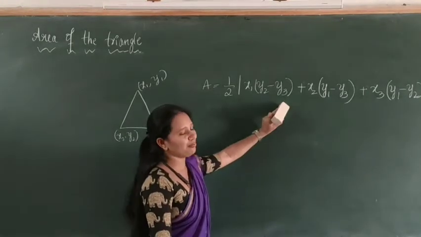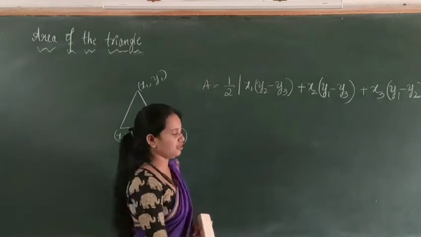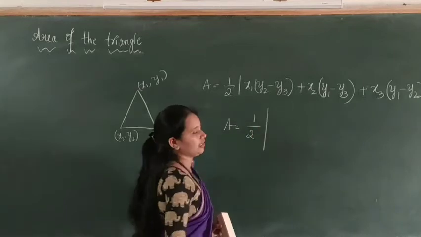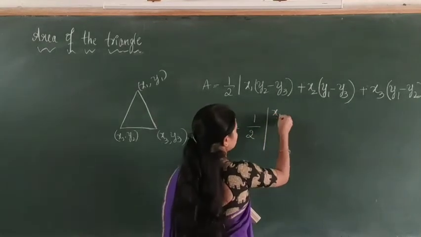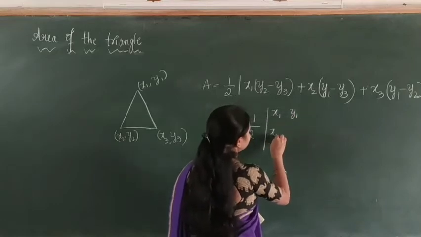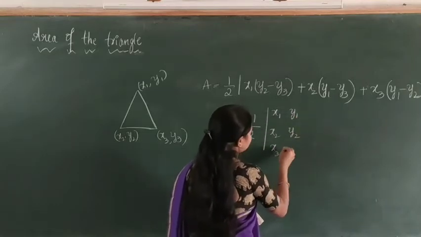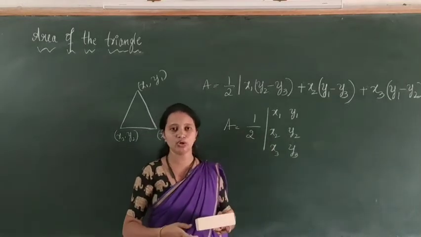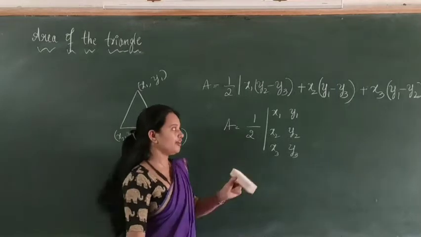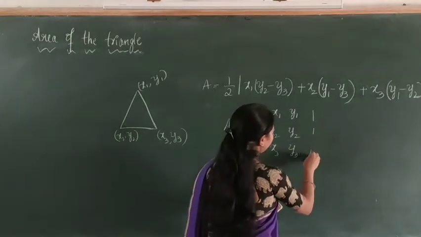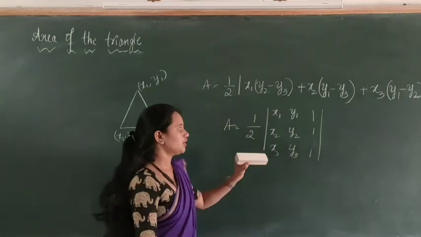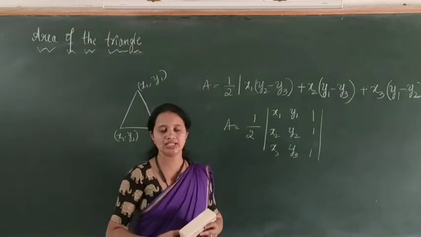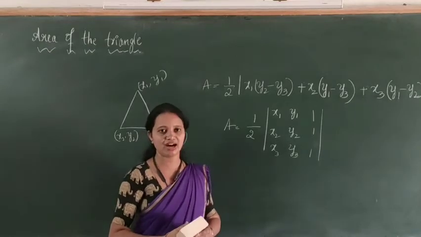Then this formula can be written in determinant form like this. Area of the triangle equals half into the determinant of x1 y1, x2 y2, x3 y3. Since determinant exists only for square matrices, we take 1, 1, 1 in the third column. So this is the formula to find the area of a triangle. Next, we shall see problems on area of a triangle.